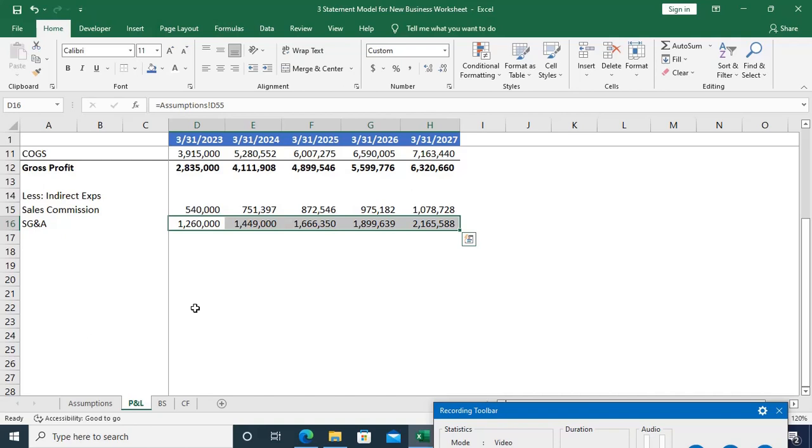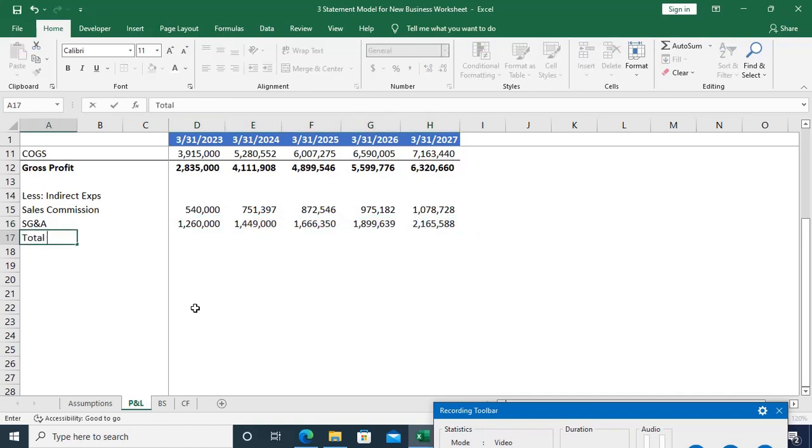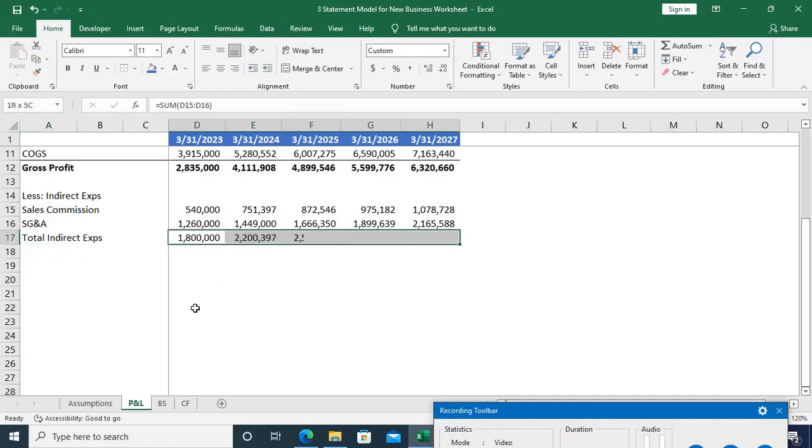Then what is the amount of total indirect expenses? Total indirect expenses, Alt equals, shift right, Control R. Total indirect expenses has been calculated. So as you have already calculated total indirect expenses, Alt H B P.